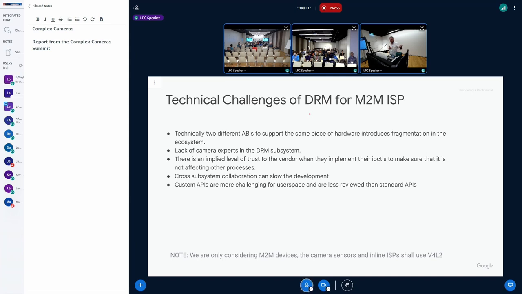And then custom APIs are more challenging for user space. If you need to make an application, it's easier to support one API than one API per hardware. And of course, they are reviewed much less than a standard API. So this is the technical part.